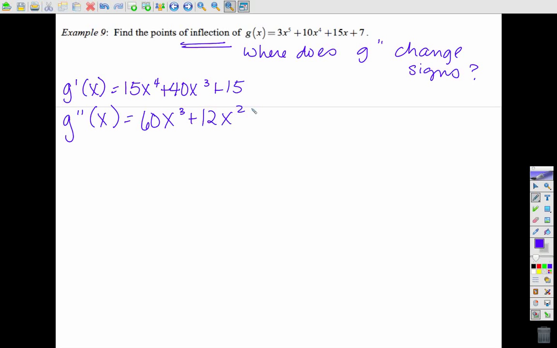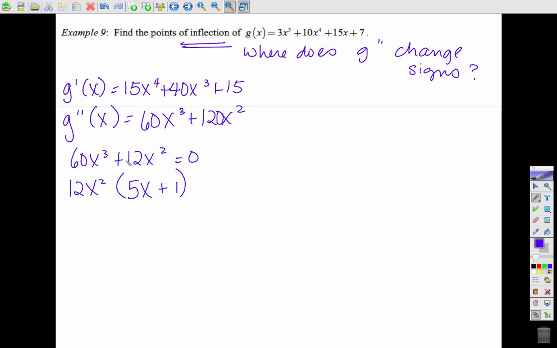Okay, we're trying to find where g double prime changes sign. So we need the zeros of the second derivative because that'll give us our numbers for our sign chart. All right, so we get 60x cubed plus 12x squared equals 0. What can I factor out? I can factor out a 12x squared, and I end up with 5x plus 1. Something's wrong.